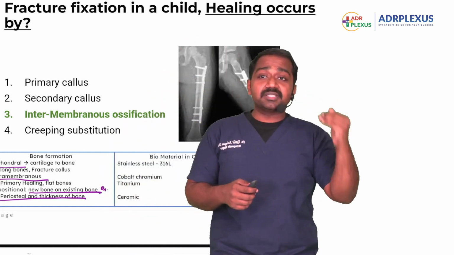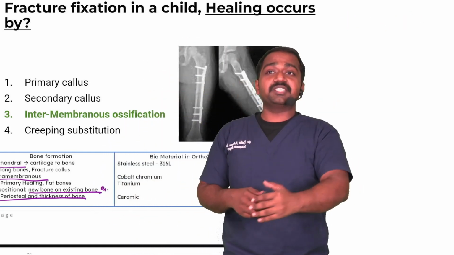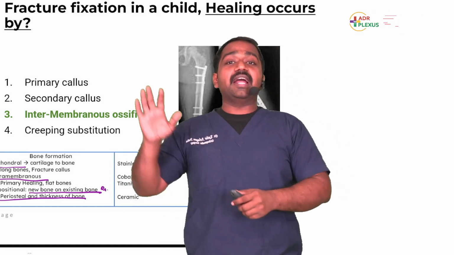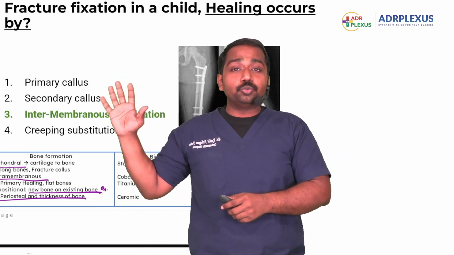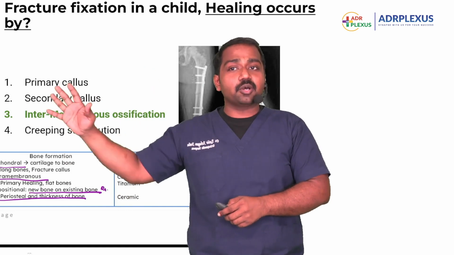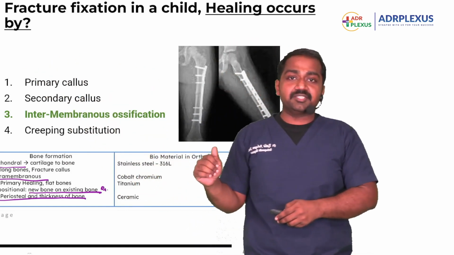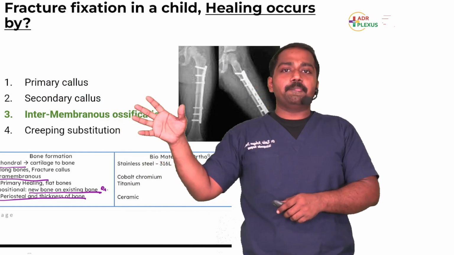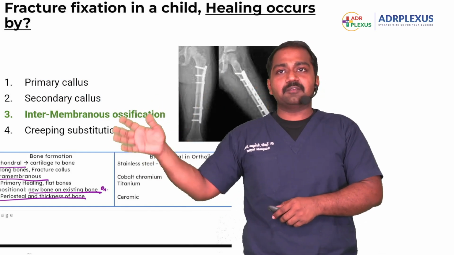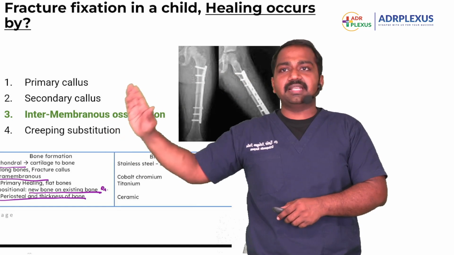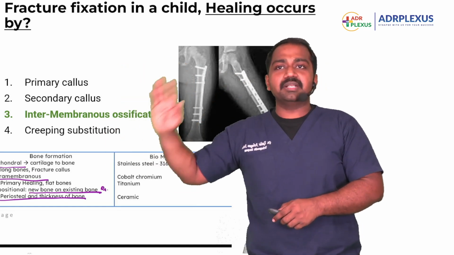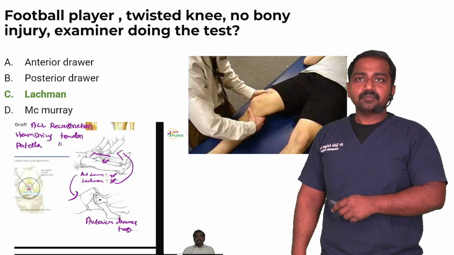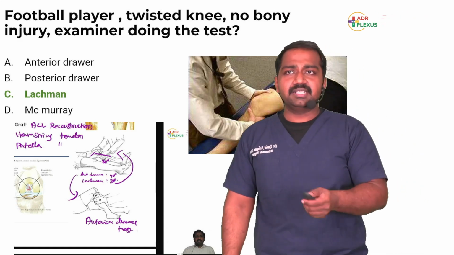So the answer for this is primary healing, and the ossification is intramembranous ossification. The examiner wants to check your knowledge on this topic, and that's why he has raised this question. So please don't go wrong again by listening to other online platforms. This is a very clear question, and the answer is intramembranous ossification. Okay, coming on to the next question.